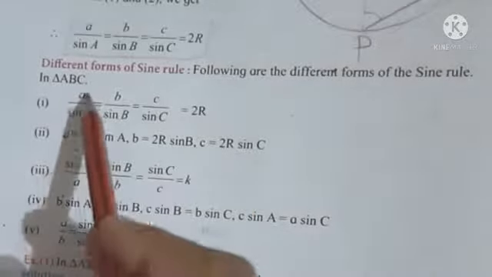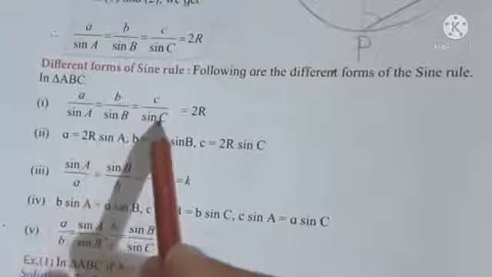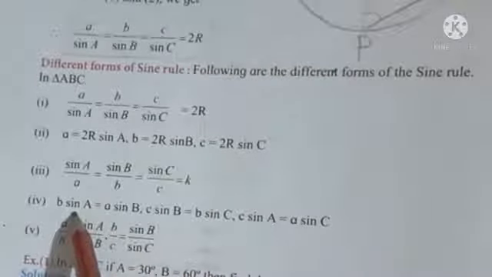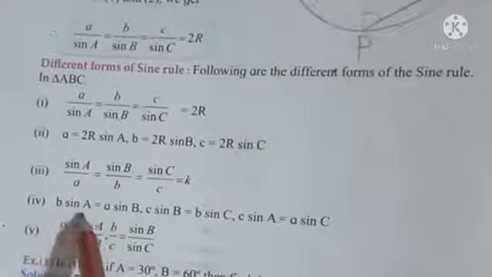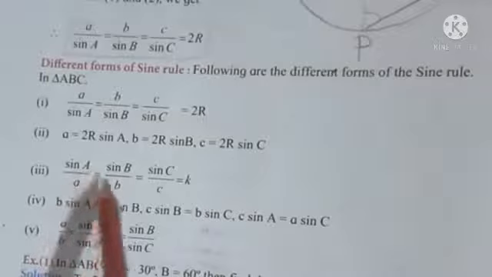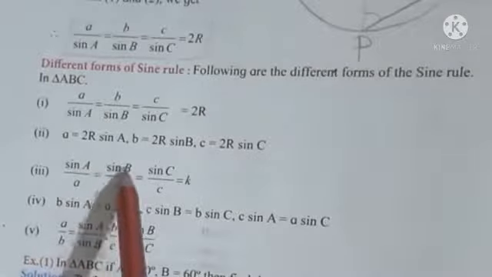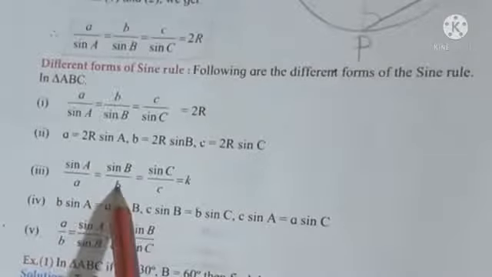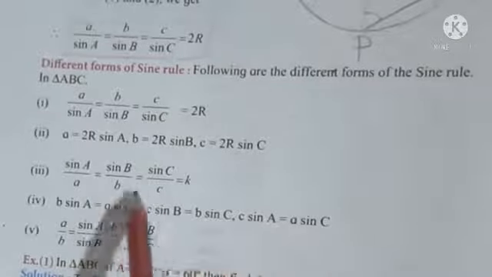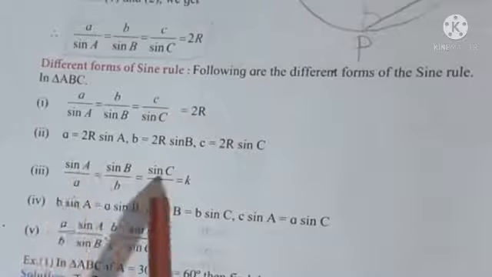Also, sin A upon a is equal to sin B upon b is equal to sin C upon c is equal to K. And we can write, if you cross multiply, b sin A is equal to a sin B. Here c sin B is equal to b sin C, and c sin A is equal to a sin C. If these three ratios are the same, then you cross multiply and write.